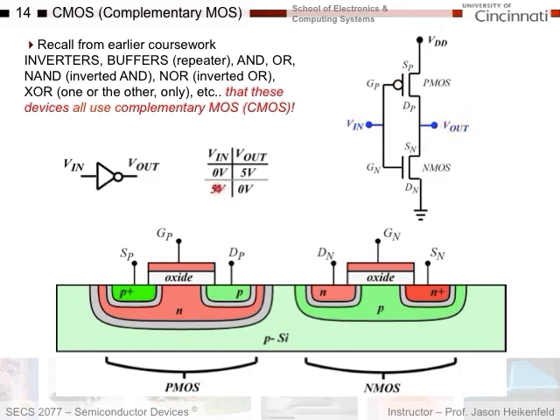If I put 5 volts in instead, 5 volts won't turn on the PMOS device. 5 volts will turn on this device, which connects the output circuit to ground, and so I get 0 volts out. So 5 volts turn to 0 volts. If you want to see how this works, I'll show you on the next slide. You'll see how this device here works beautifully at doing exactly what I described here.